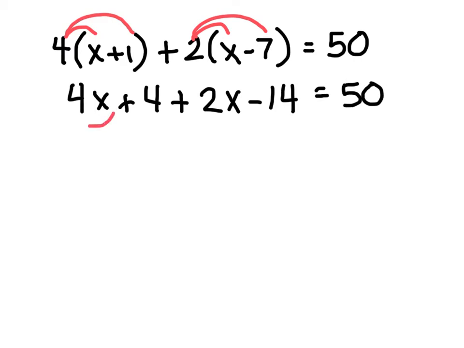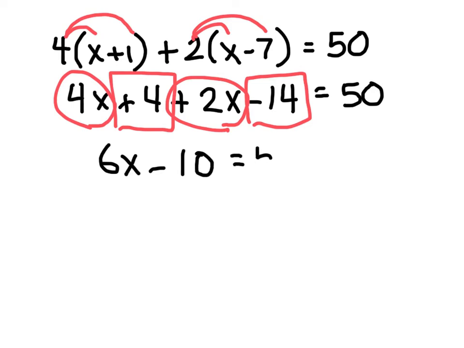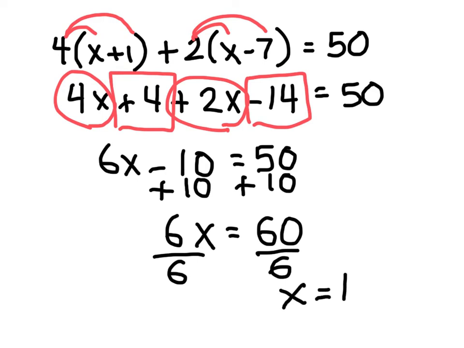Let's combine our like terms. 4x and 2x are like terms, and then 4 and minus 14 are like terms. They're both constants. So 4x and 2x equals 6x. 4 minus 14 is negative 10. Okay, now we're going to undo subtraction by adding. That leaves 6x on the left equals 60. Now divide both sides by 6. We get x equals 10.